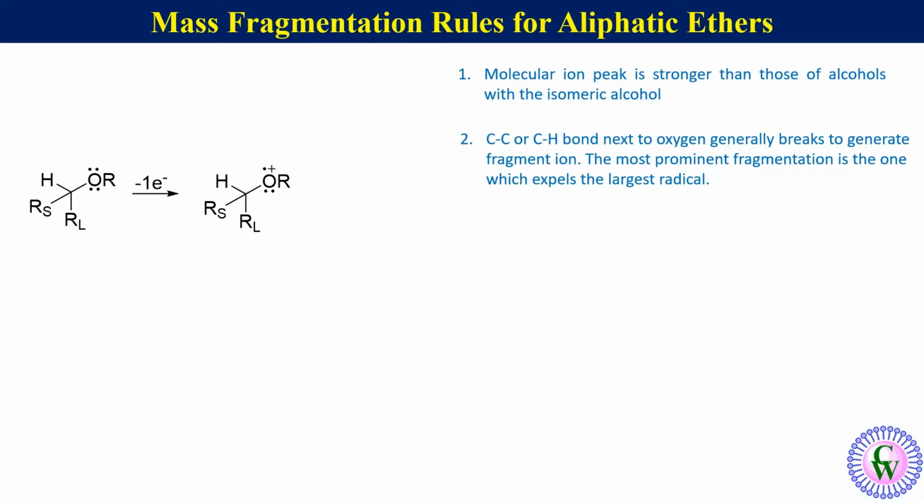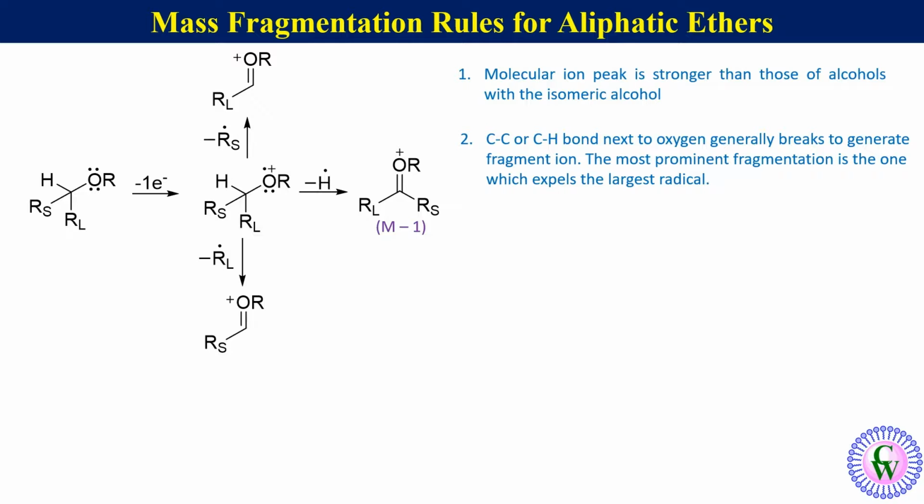The most prominent fragmentation is the one which expels the largest radical. Thus, in this molecule, removal of H radical will give alkylated ketone that will correspond to peak with M by Z value of M-1. Removal of a smaller R group as radical will give O-alkylated aldehyde with larger R group, while removal of larger group as radical will give O-alkylated aldehyde with a smaller R group.